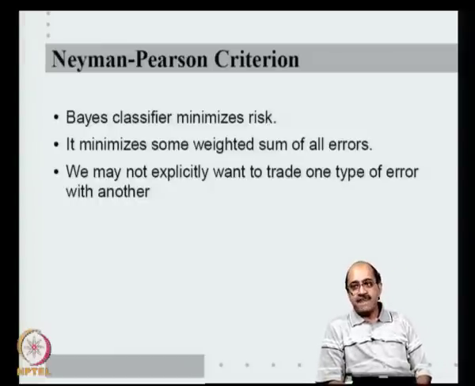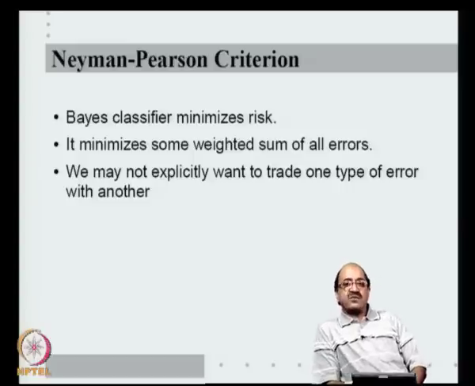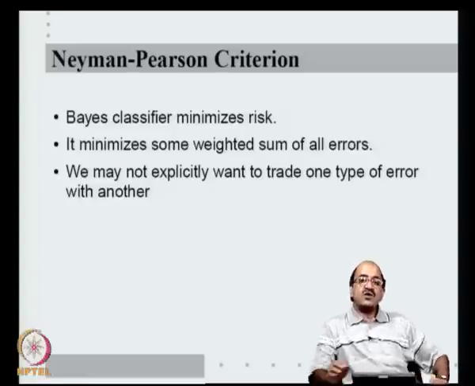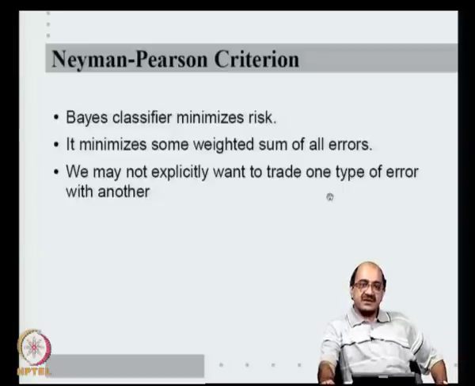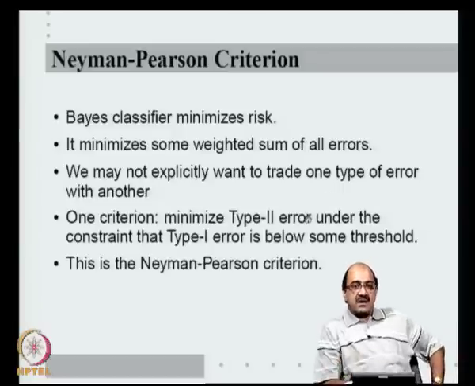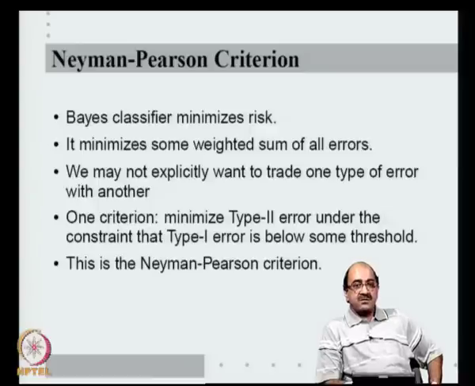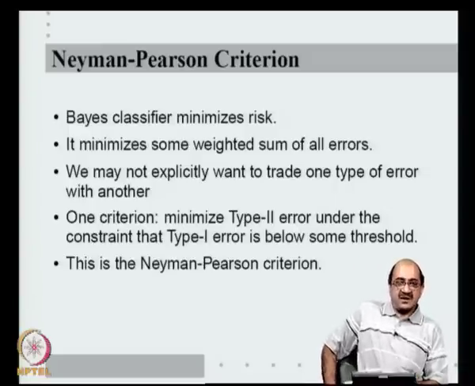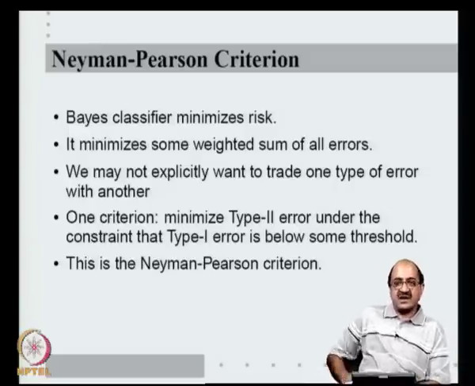But the two kinds of errors may not always be tradable. This assumes that if the cost of one kind of error is 3 times the cost of another kind of error, we are saying it is better to make 2 errors of one kind than 1 error of the other kind, right. That is the trade-off we are making in minimizing risk. But there would be situations where we may not want to trade one type of error for another type of error. Okay. So, for example, instead of trading errors, we can say for a fixed constraint on type 1 error, minimize type 2 error. Recall that type 1 error is wrongly classifying a class 0 pattern.